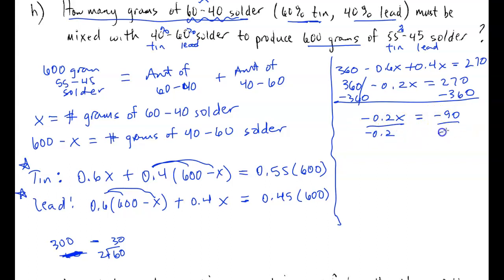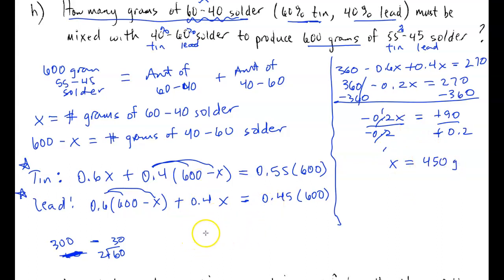Divide both sides by 0.2. And you can kind of see that we're ending up with the same thing that we had before. And of course, negative divided by a negative is a positive. And 90 divided by 0.2, again, we know that ends up being 450 grams.